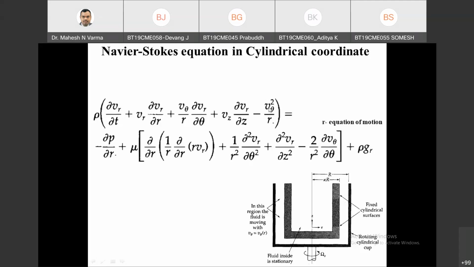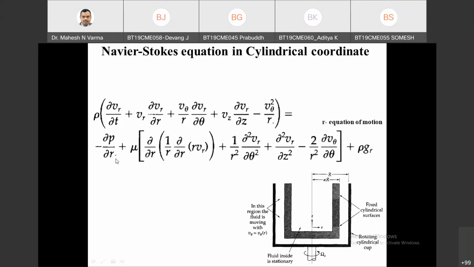And how about this term? V theta square by R is not 0. This will be non-zero. This will be del P by del R. Sir, pressure will be non-zero, sir, because pressure is a function of R. Yes, sir. So whether this is 0 or non-zero? Pressure, sir. Sir, it will be non-zero.